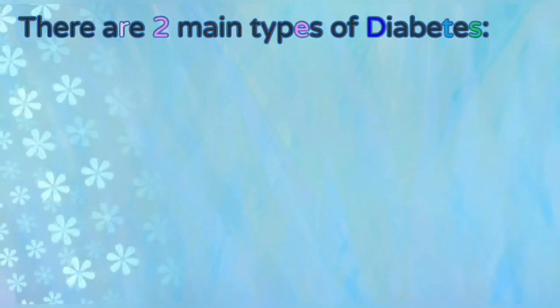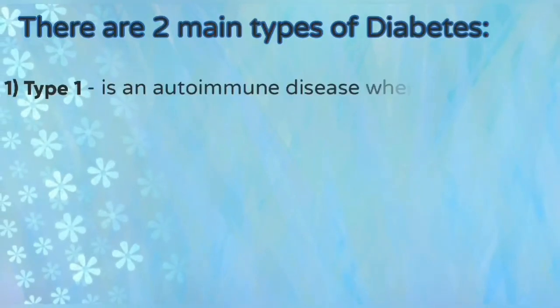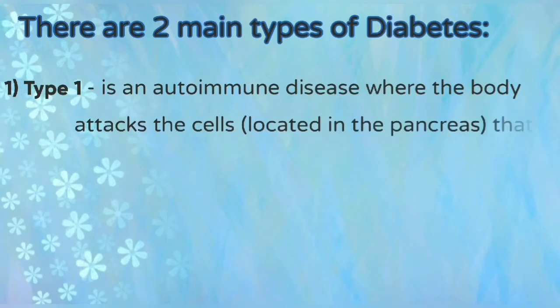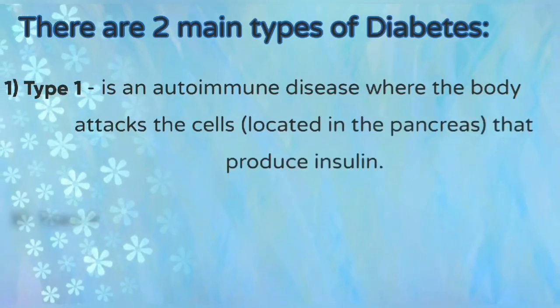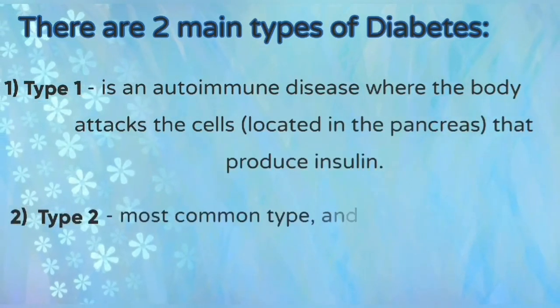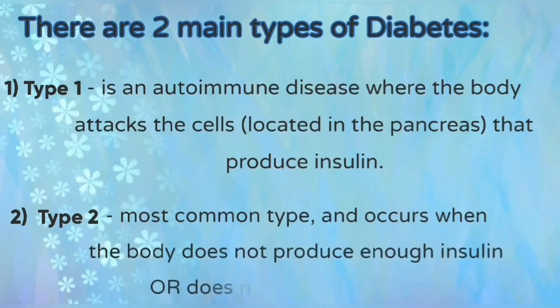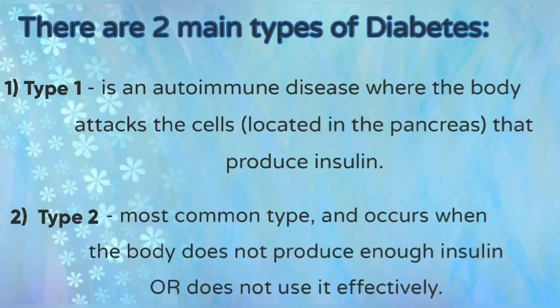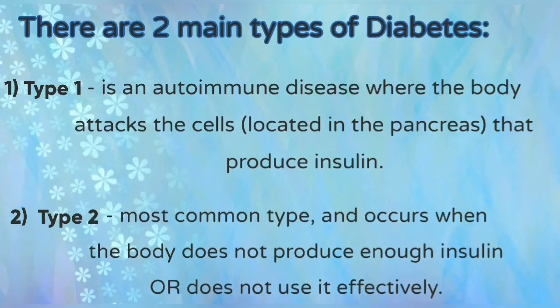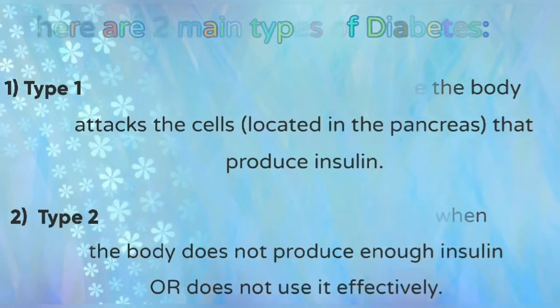Diabetes can be split into two main types. Type 1 is an autoimmune disease where the body attacks the cells that produce insulin. Those cells are located in the pancreas. And type 2 occurs when the body does not produce enough insulin or does not use it effectively. It's also the most common type.